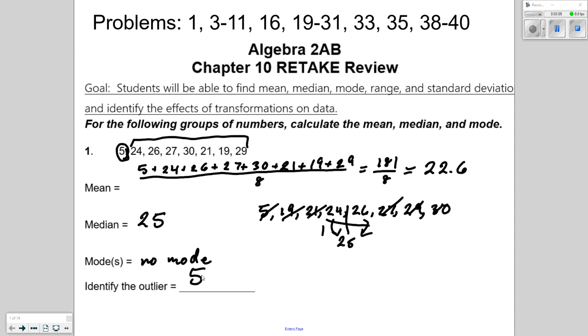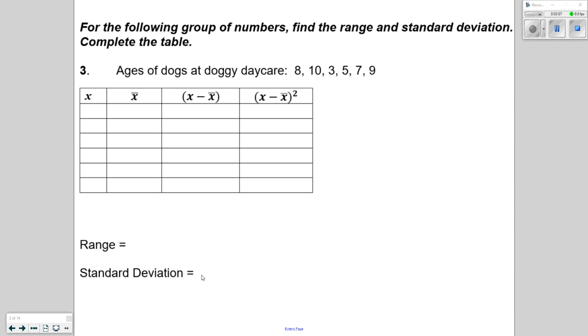All right, now let's go to number 3. For 3, it says find the range and standard deviation of the data set. We have only 6 values here in our data set. We're going to list these values in this left column here. You can do that in order, or you don't have to do it in order. That's up to you. I like to do it in order, so I'm going to have 10 go first, then 9, then 8, then 7, 5, and 3.